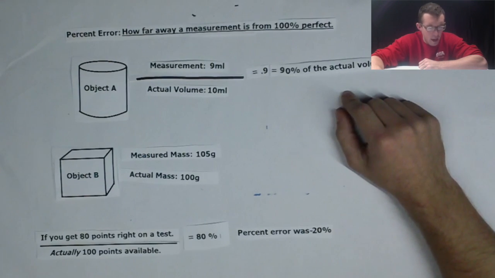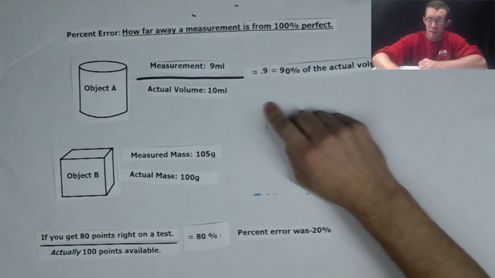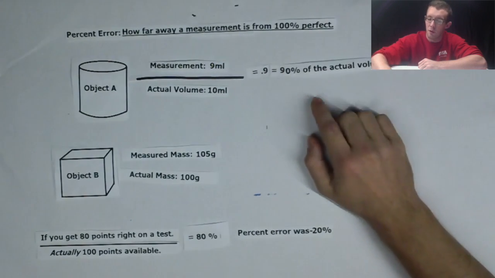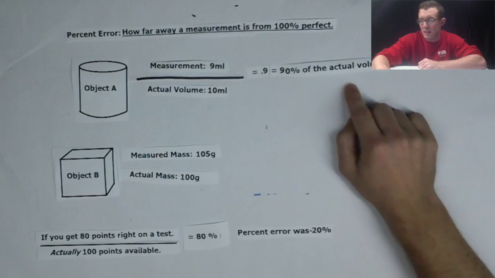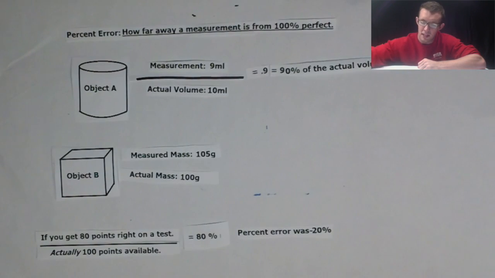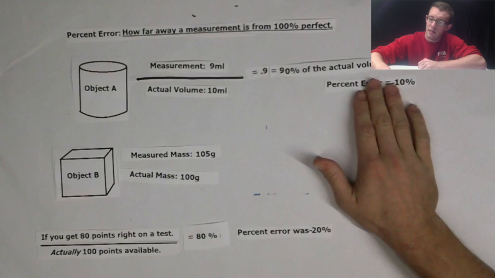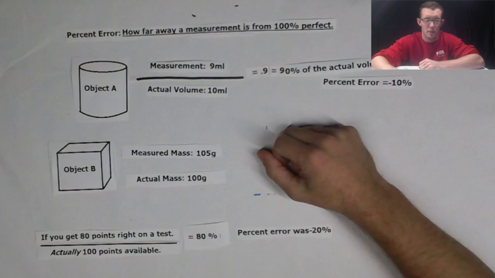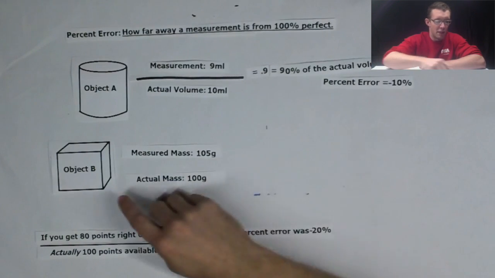So the percent error of our measurement was how far away our measurement was from 100% perfect. We got 90% of the actual volume. Our percent error was 10%. Specifically, we put this minus here because we were 10% short of the perfect answer. We were 10% too low, too small. Let's do the same thing for object B.